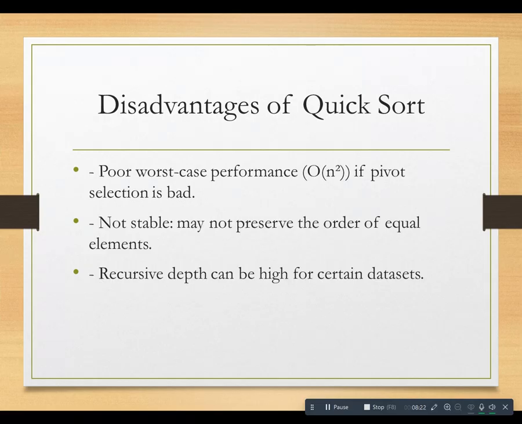Next is recursive depth. That means if you have to divide the array into several halves repeatedly, you will have to make several recursive calls. So the depth of recursion will be very high.